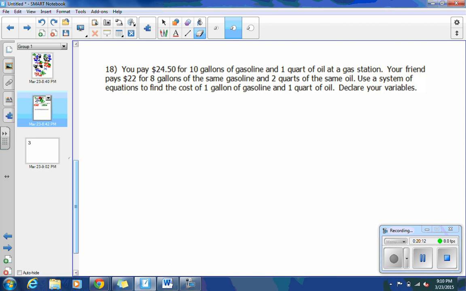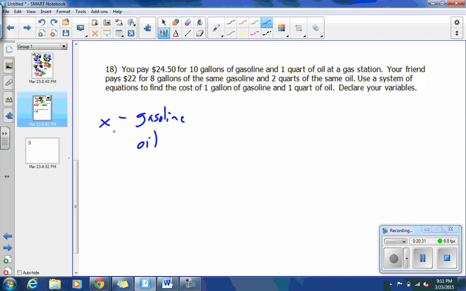Declare variables. It looks like right there, it already tells us what we don't know. We don't know what a gallon of gas costs, and we don't know what a quart of oil costs. We'll use x and y again, keep it consistent. We don't know those things, so you can declare those variables right away.